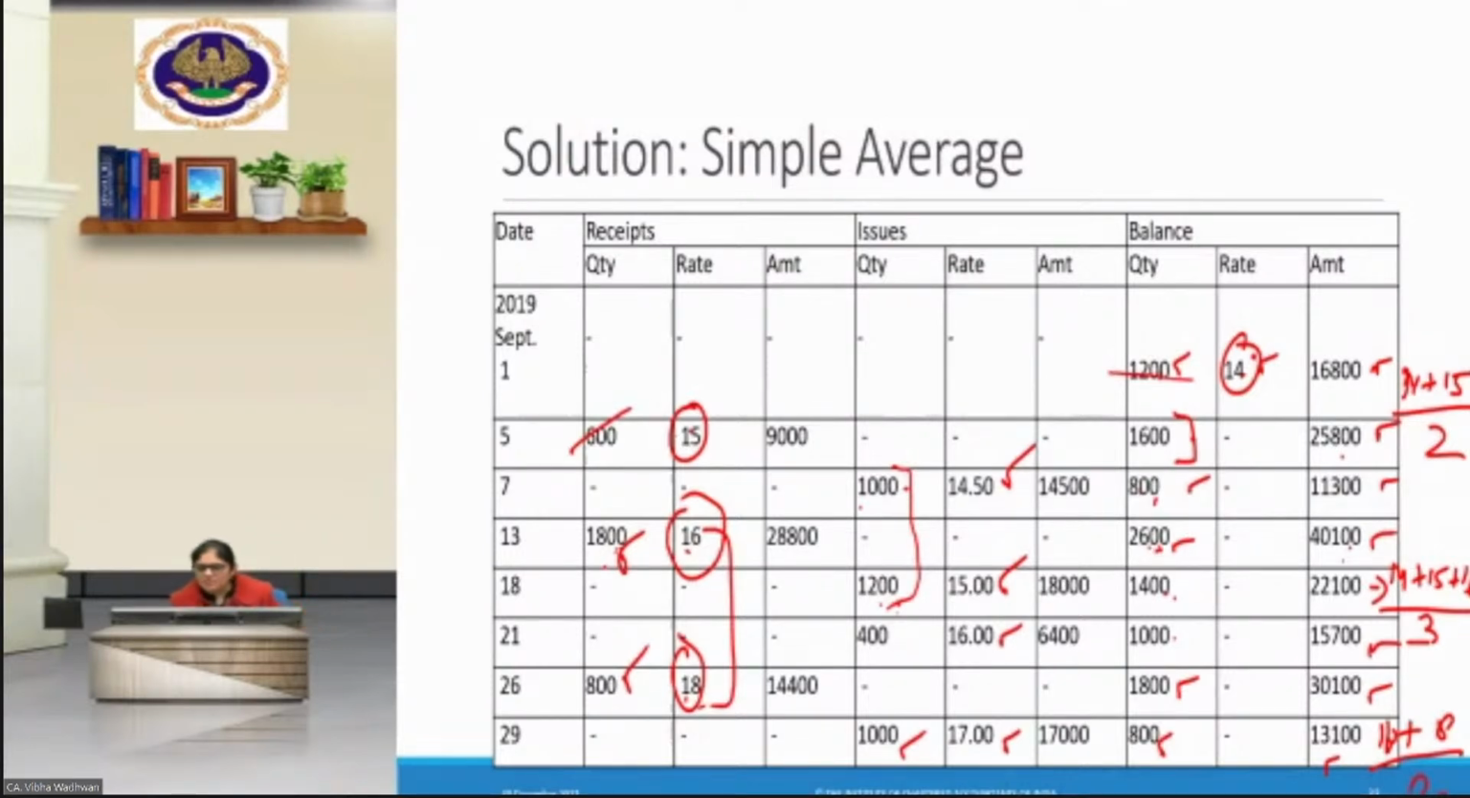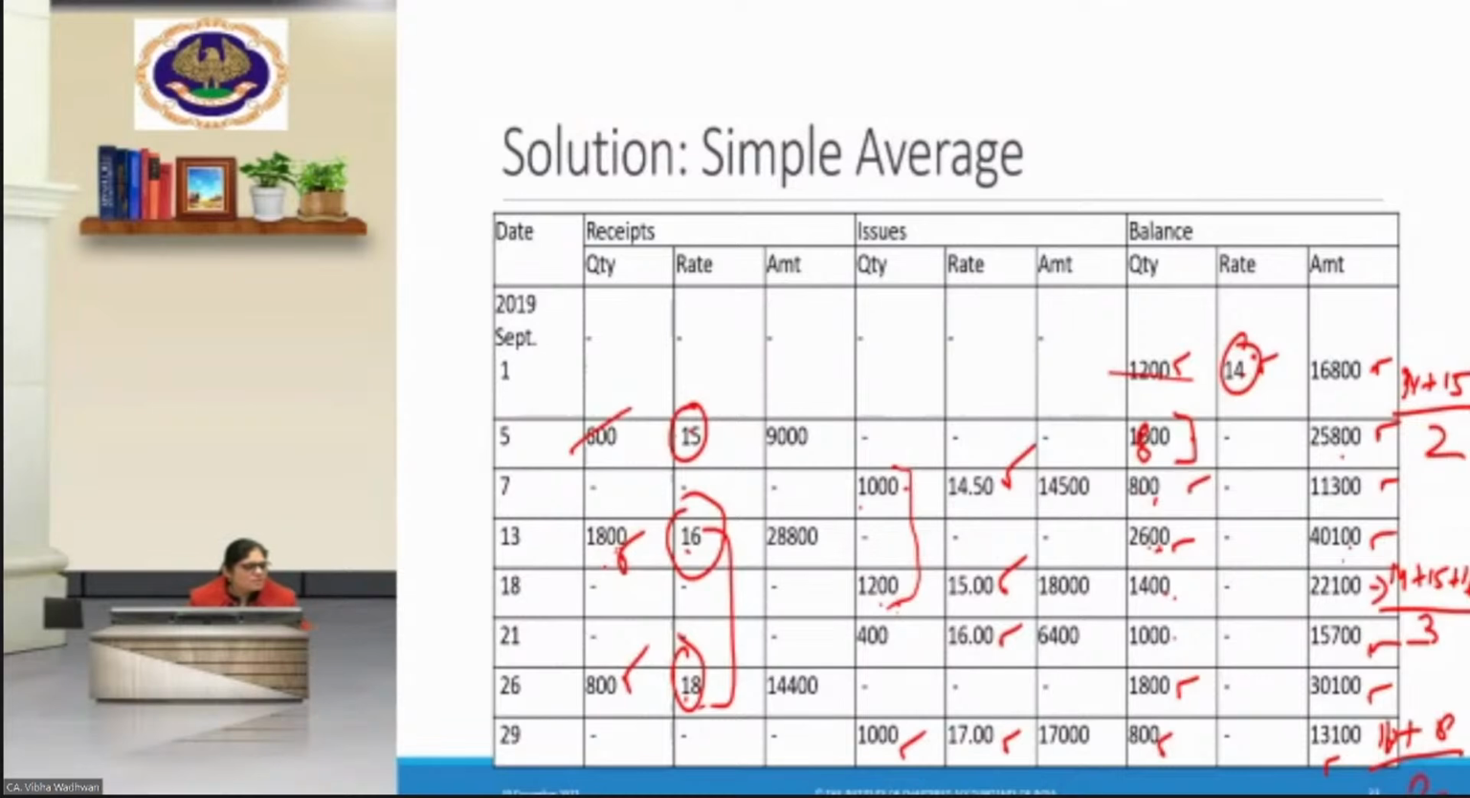Okay, is there any discrepancy? Yes, it should be 1,800. So thanks for correcting here. And accordingly, I think you can correct the question.